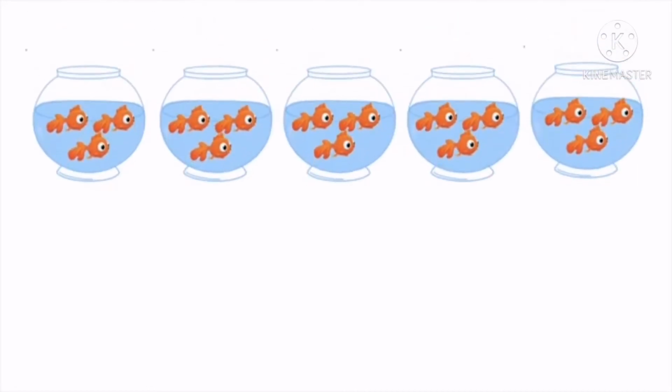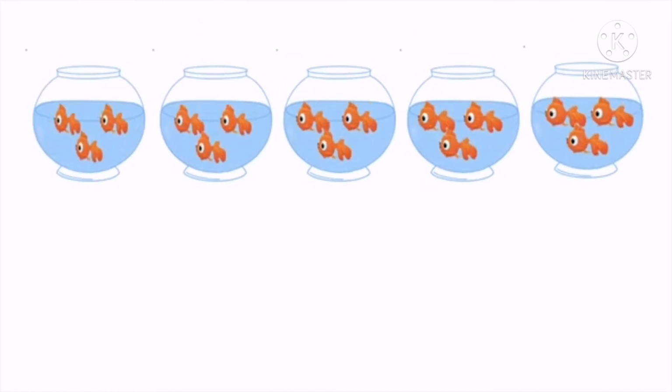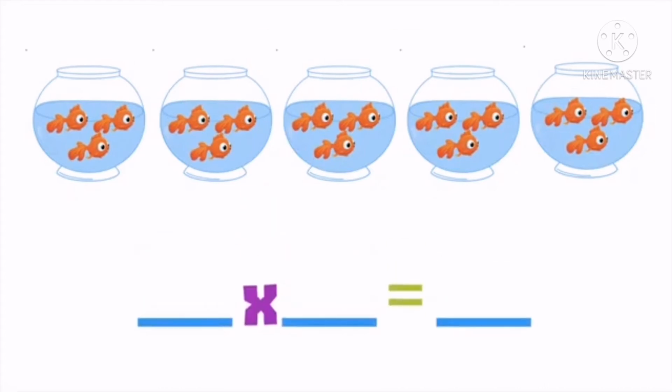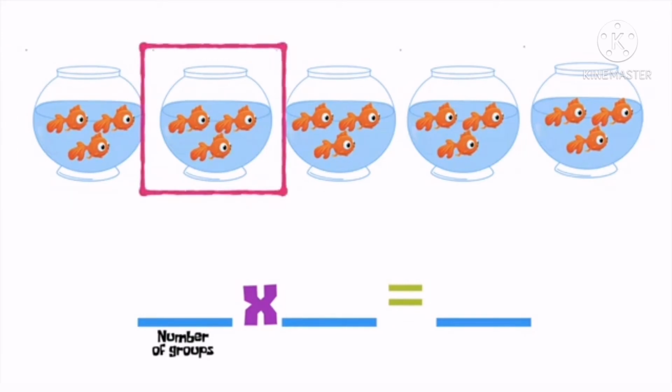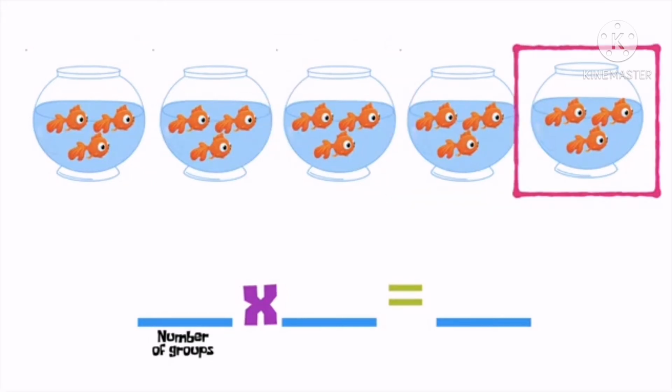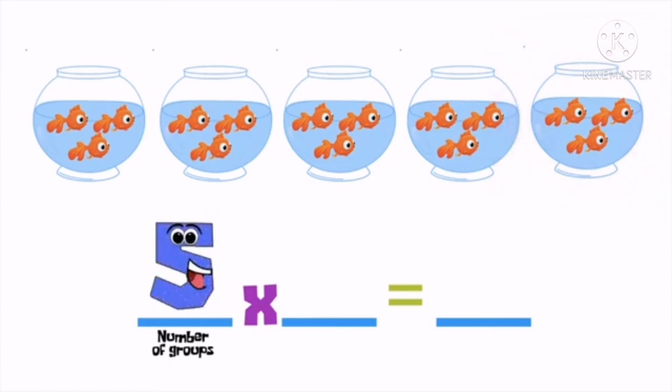Suppose in a fish section, there are 5 fish bowls with 3 goldfish each. For us to find the total number of fish, first we are going to write the multiplication sentence. Again, in writing the multiplication sentence, the first factor is the number of groups. Now let's count how many groups we have here. 1, 2, 3, 4, 5. So since we have 5 fish bowls, we will have 5 groups.